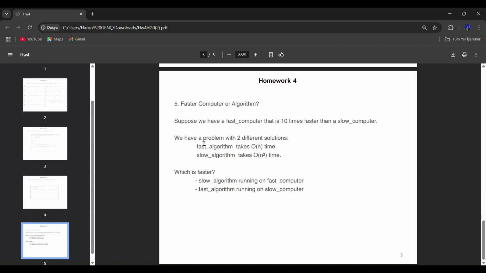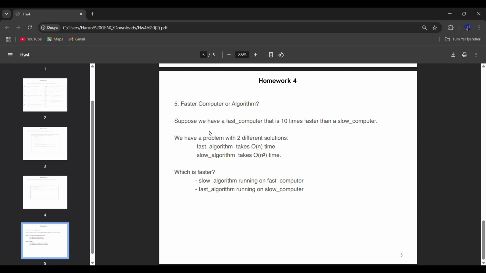Lastly, a faster computer or a faster algorithm. Suppose we have a fast computer that is 10 times faster than a slow computer. We have a problem with two different solutions. The fast algorithm takes O(n) time, the slow algorithm takes O(n squared) time. Which is faster? The slow algorithm running on the fast computer or the fast algorithm running on the slow computer.